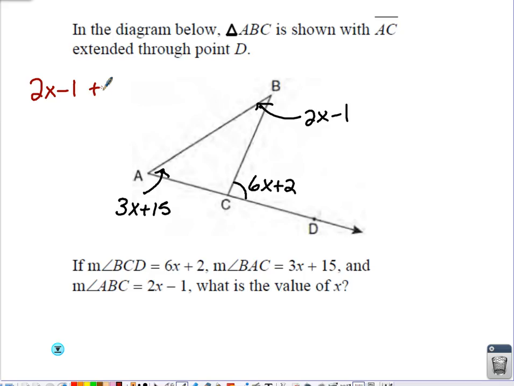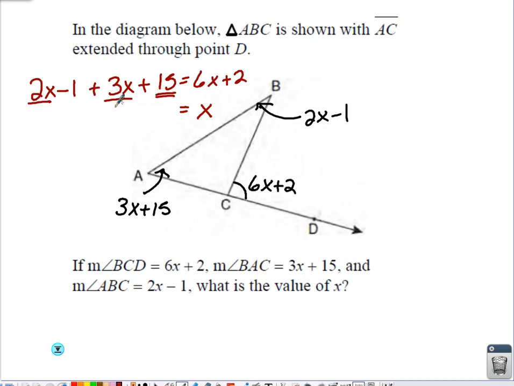2x minus 1. Perfect. The exterior angle is equal to the sum of the two remote interior angles. Let's take all of our x's, and in this case, let's move to the right, because it looks like I have 5 over here. When I move it over there, I subtract those 5, and I'm left with 1x.